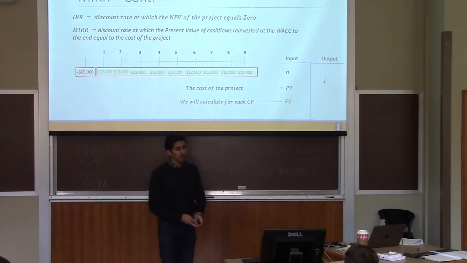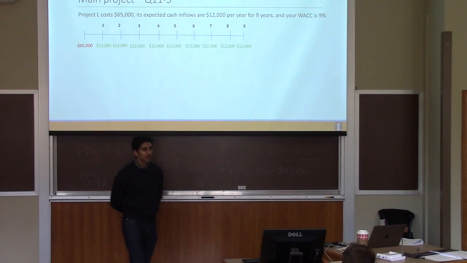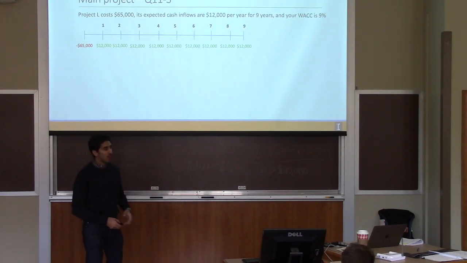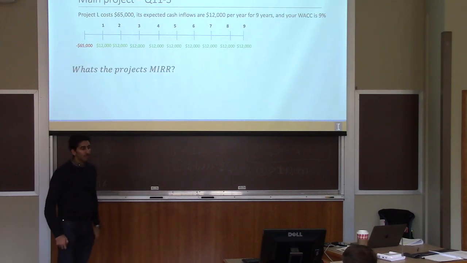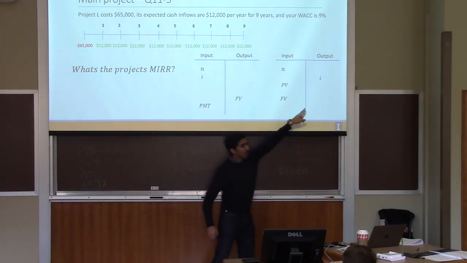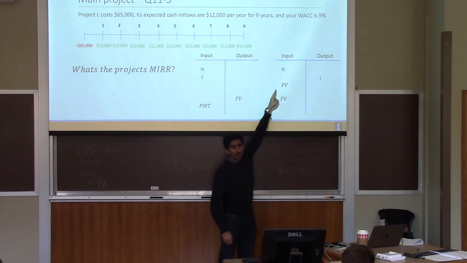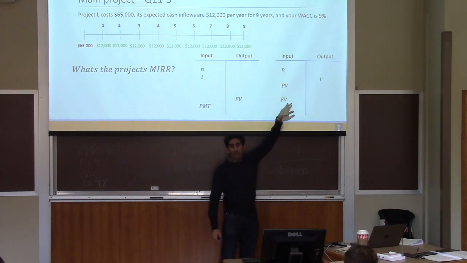We're going to do an exercise of this right now. So, same exercise exactly. We have these cash flows. What's the project's modified internal rate of return? We want to calculate I here. How much is the N? It's 9 years. How much is the present value? 65,000. What's the future value? That we don't know. Okay?